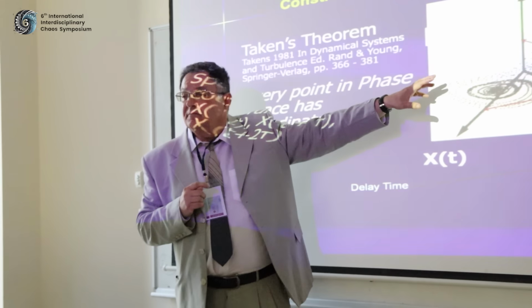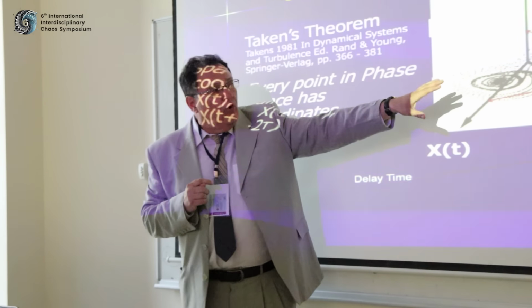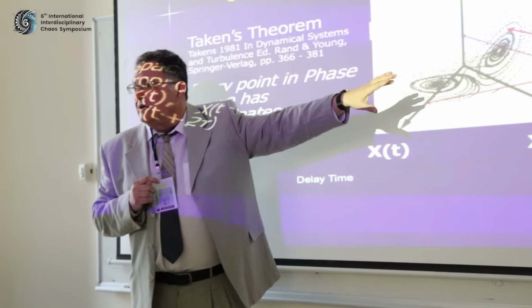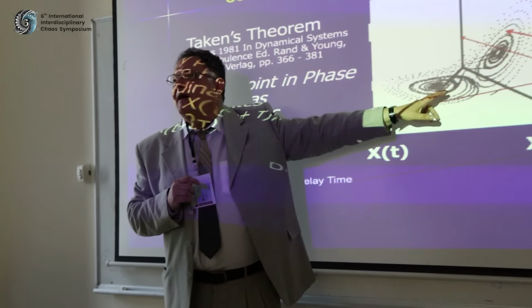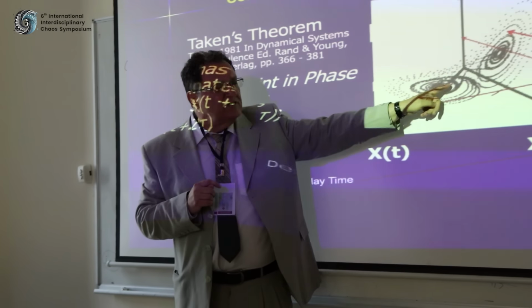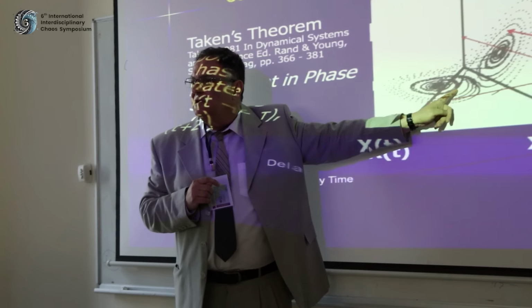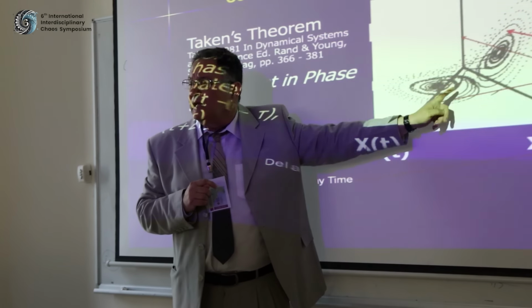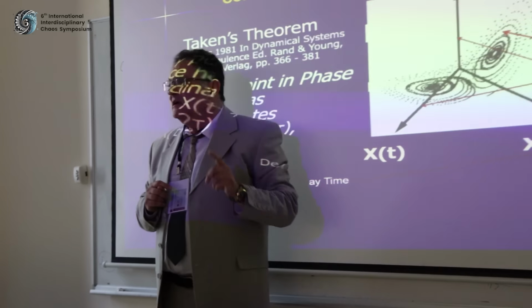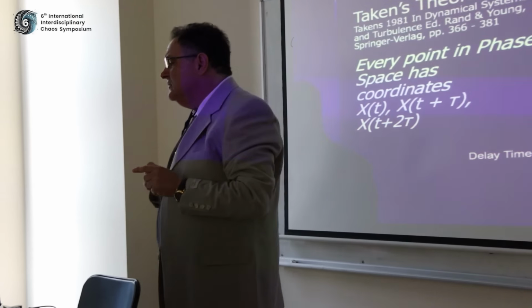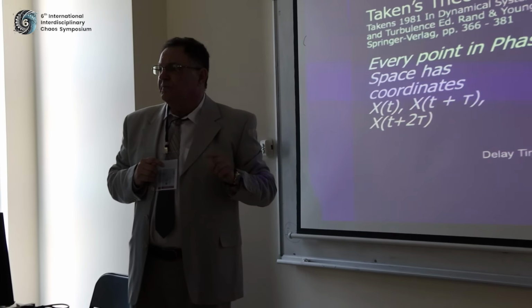If the system is random, all the points cover all the phase space. There is no pattern. If we see a pattern like this, then we know exactly that this is a strange attractor, the system is chaotic, and there is the possibility to predict.